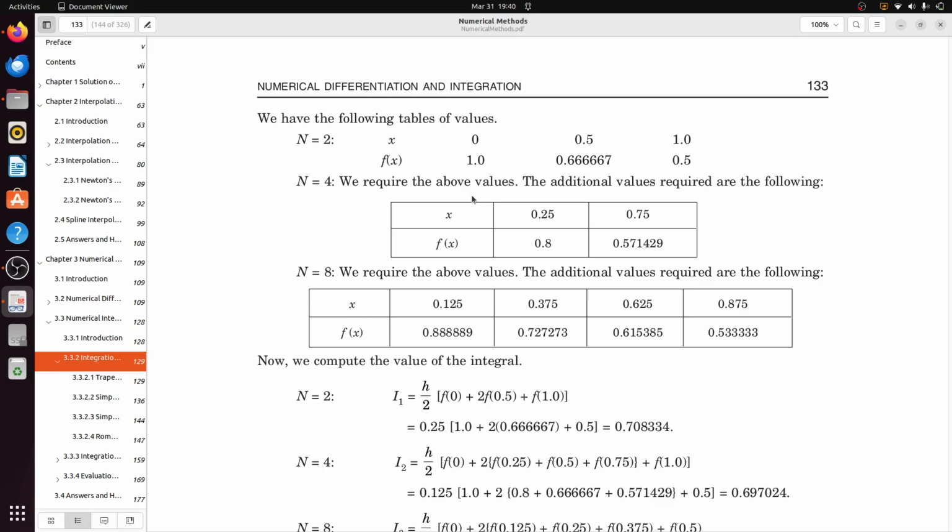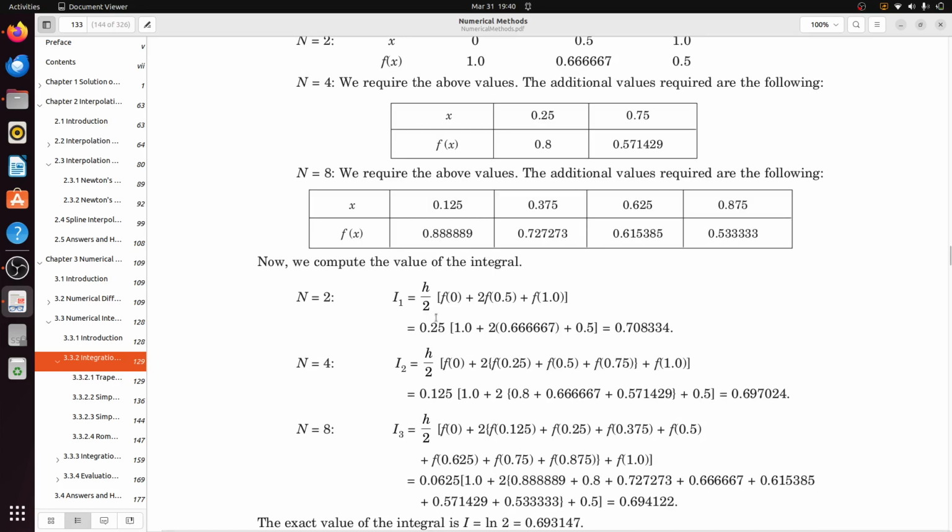So for 4 or 8 subintervals you just need to put in these additional values, right? Yes, sir. So for 2 it is sufficient. I think they will not ask for more than this.